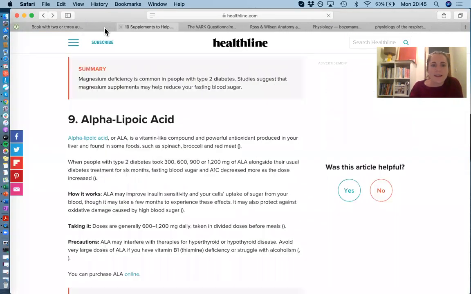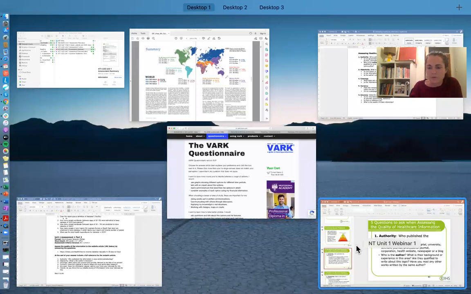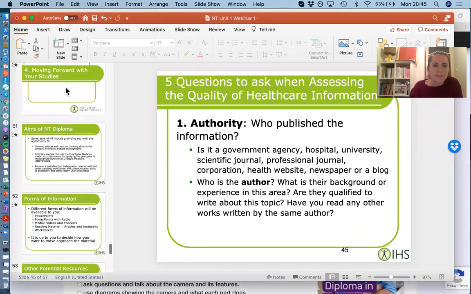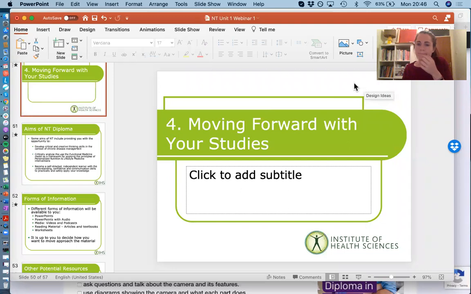So we are near the end. I really want to talk to you about this last piece before we finish. It's just about how to move forward with your studies. Just what are different things that you can do to support yourself. But before I go on, does anyone have any more questions on the assessment? No? Okay. So let's have a look at this.